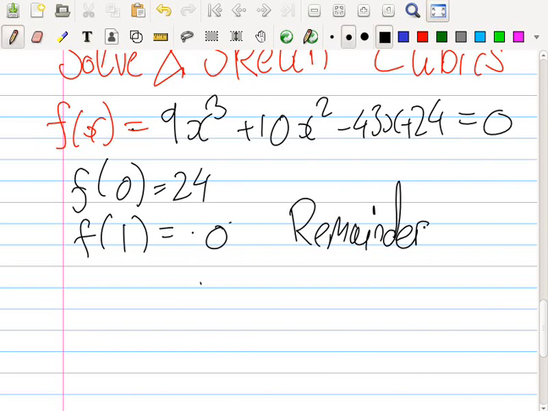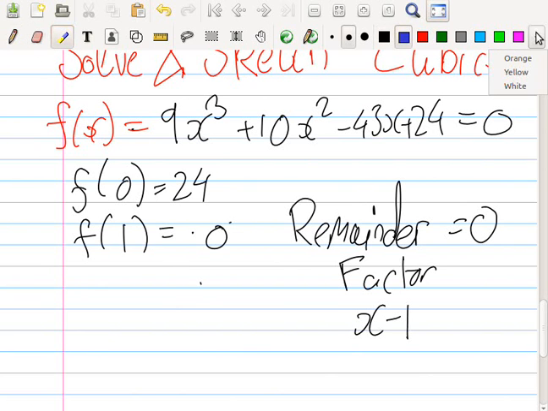Come on in, so here, what's the remainder? x minus 1. No, what's the remainder? 0. And if the remainder is 0, that is a factor. So what is the factor? It's not 1. Remember, we have to change it. So what's the factor here? x minus 1. So there you go. You have now one of the factors. 2 more to find. So how do we find the other 2?